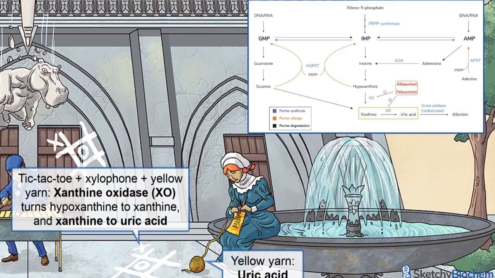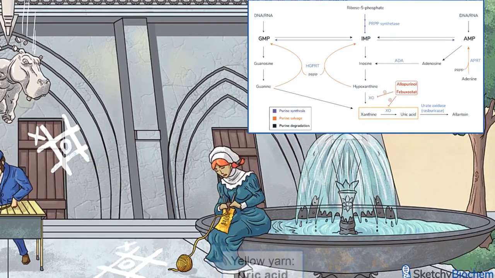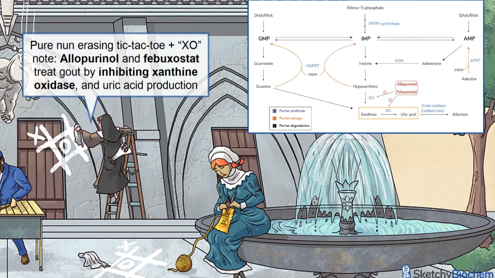We drew some more tic-tac-toe XO graffiti between the xylophone and a lady knitting a yellow ball of uric acid yarn. Gross, lady. Excess uric acid crystallizes and deposits in joints, tendons, and connective tissues, resulting in gout.